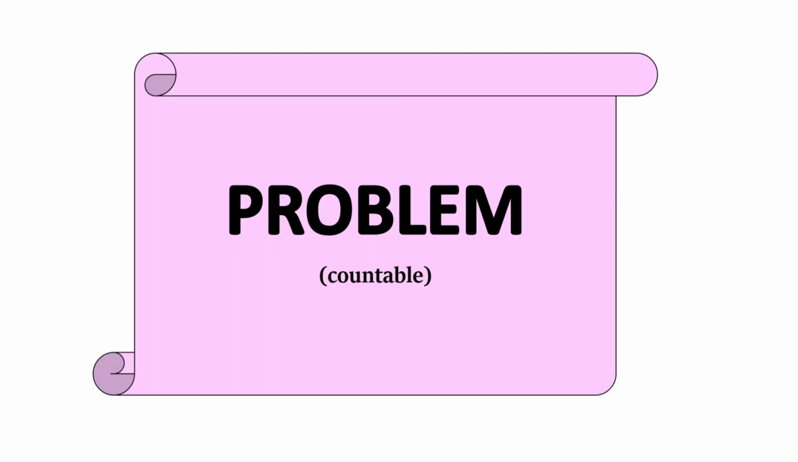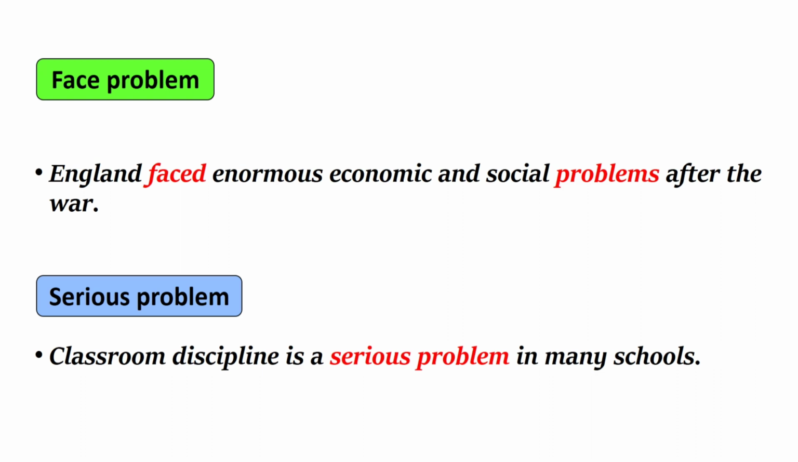The first one is problem, which is a countable word. We have some collocations which can be used with the word problem. Please pay attention to the red words. The first one is face a problem. Example: England faced enormous economic and social problems after the war.